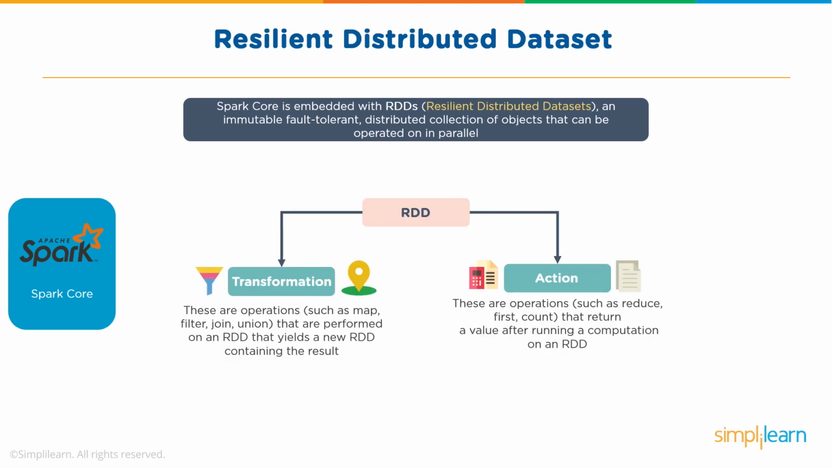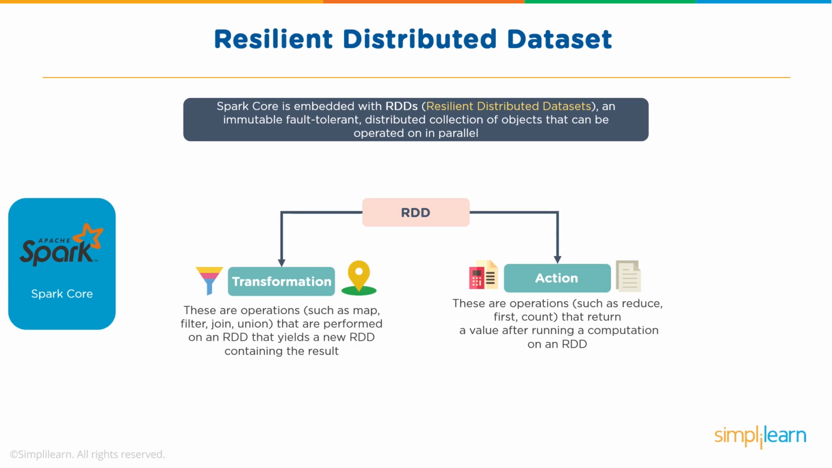So let's learn a little bit about your RDDs, resilient distributed datasets. Now Spark Core, which is the base engine or the core engine, is embedded with the building blocks of Spark, which is nothing but your resilient distributed dataset. As the name says, it is resilient, distributed across nodes, and it is a dataset where the data will be loaded for processing. So it is an immutable, fault tolerant, distributed collection of objects. That's what your RDD is.